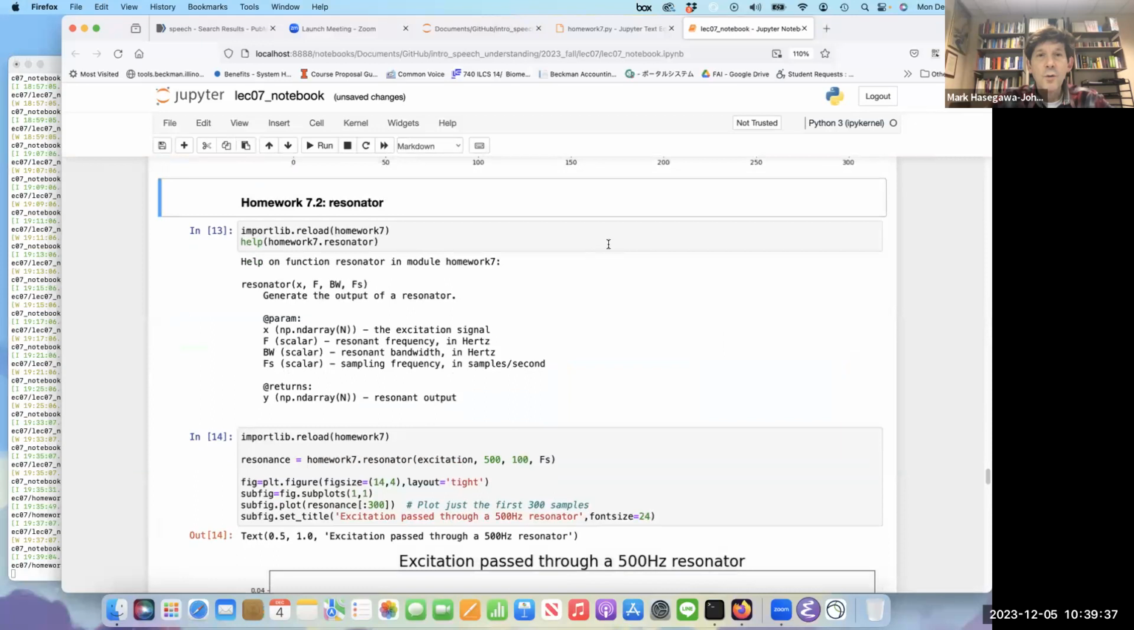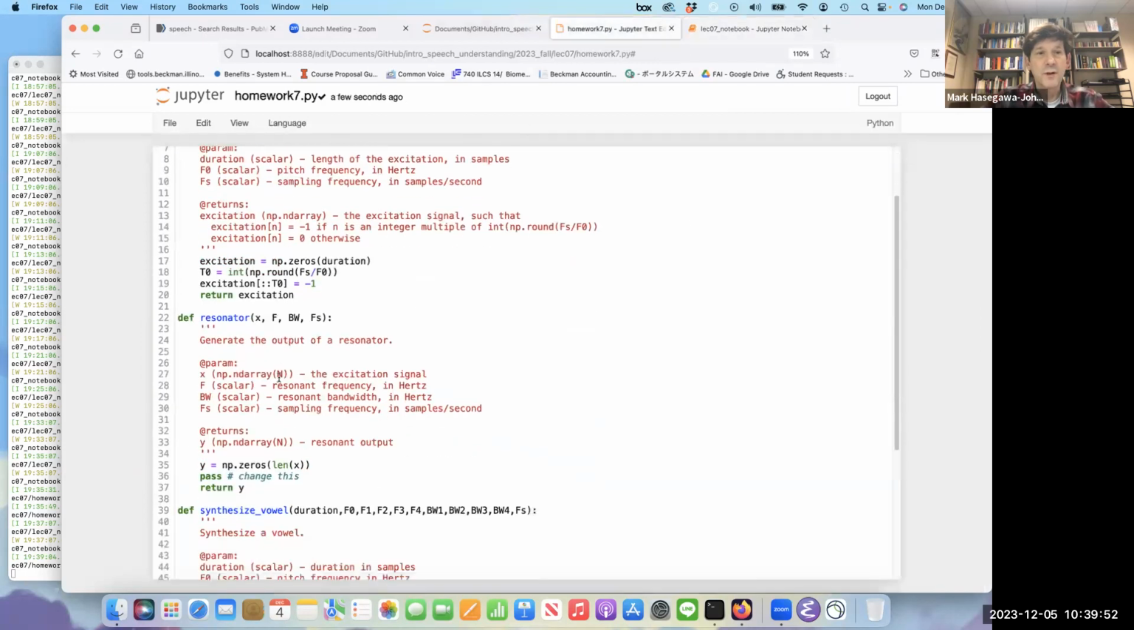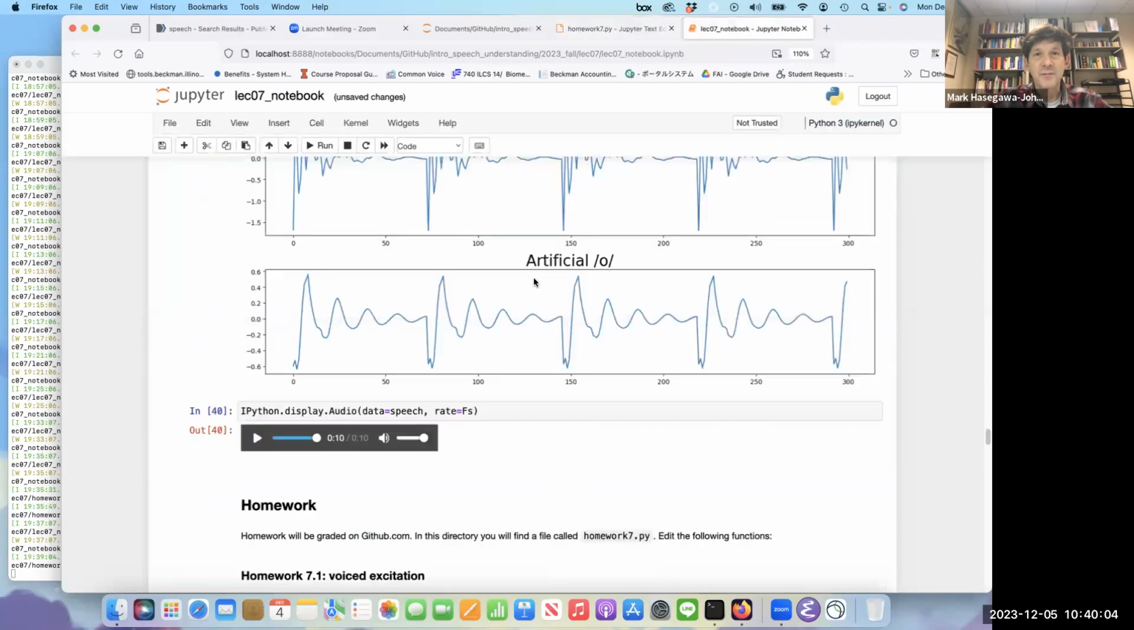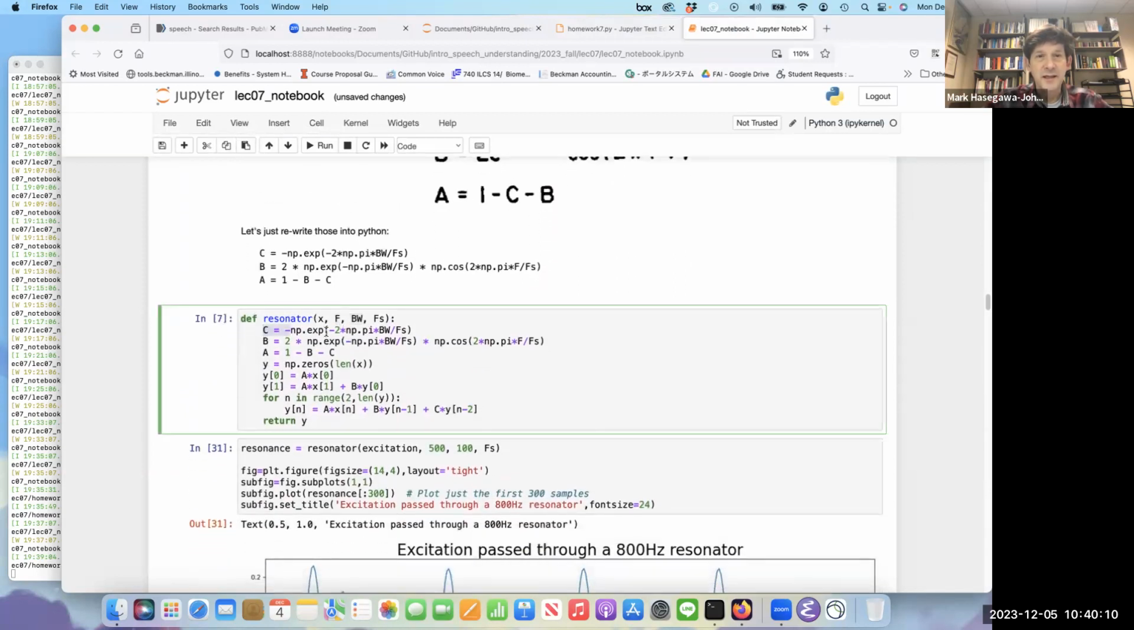Thank you. For homework 2, then we want to take that excitation and pass it into a resonator. So the resonator will have the frequency F, the bandwidth BW, and the frequency Fs. And so if we open up the homework, then the resonator should take as input an excitation, and it should produce as output a resonator that has this frequency, bandwidth, and Fs. This part is fairly complicated, but all of the code that you need is way back up here. So it's basically calculating these coefficients C, B, and A, and then generating the output. So let's go ahead and just copy this. I think I can just cut it and paste. Let's check and find out.